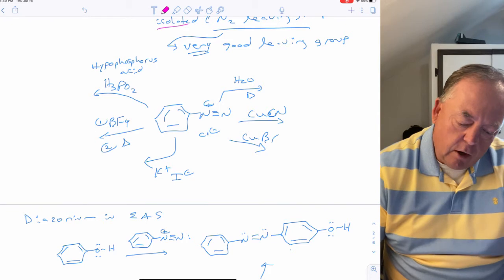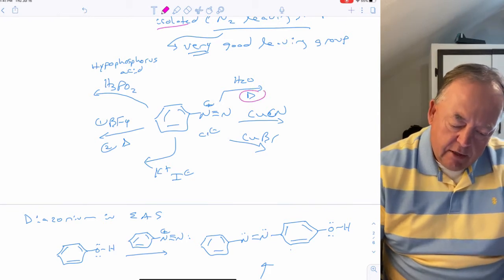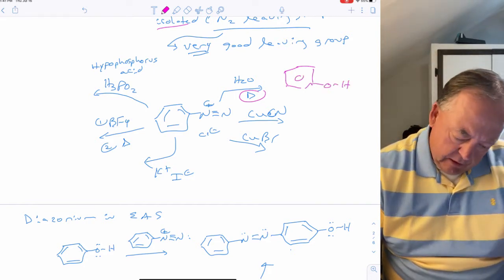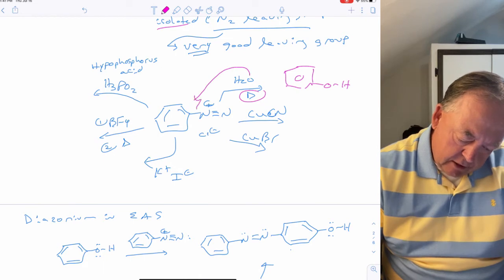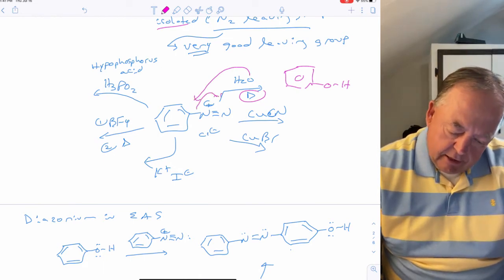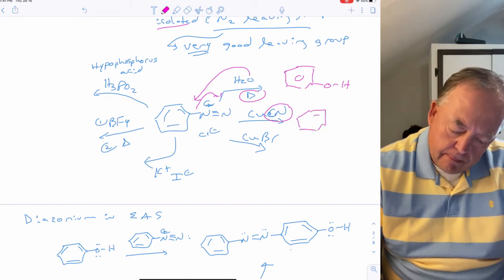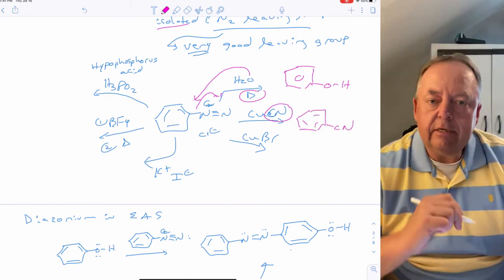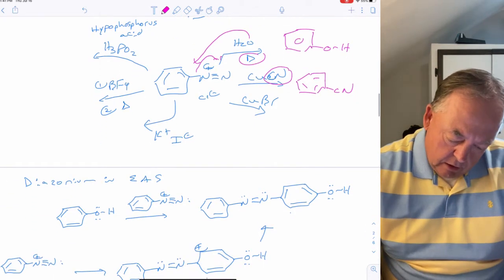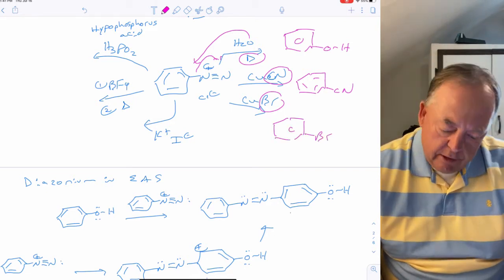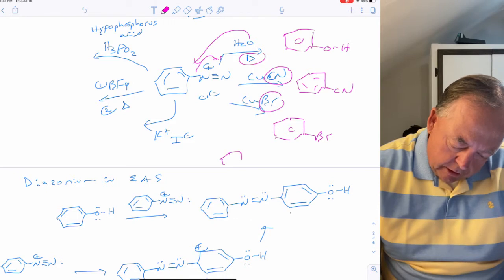So if you have water and you just start heating that solution up, then water can displace the diazonium and you can make a phenol. So basically a nucleophile comes in and kicks off the diazonium. In this case, CN minus is a nucleophile, so CN can come in and kick off the diazonium, or bromide. So this is another way to put bromine on the ring. So now you've seen two ways to put bromine on the ring.